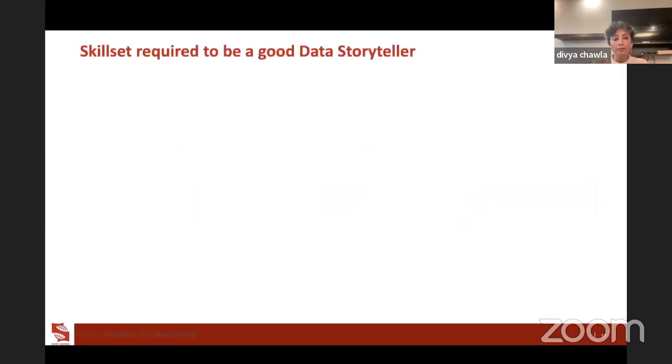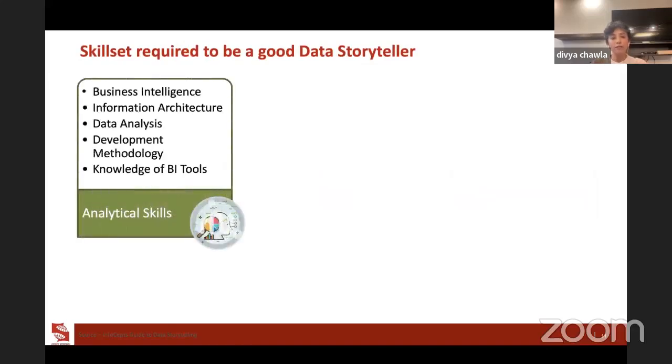With that, let's take a look at the different skills that are required to be a good data storyteller. Analytical skills are obviously a basic premise. Anyone who wants to tell stories should at the minimum understand data. So understanding of data lies at the base of it. Along with that, knowledge of certain basic BI tools.